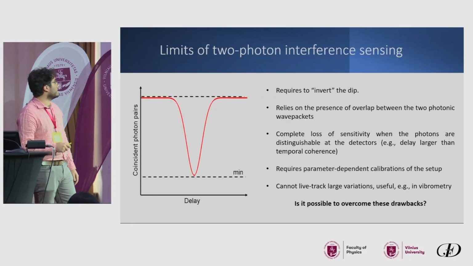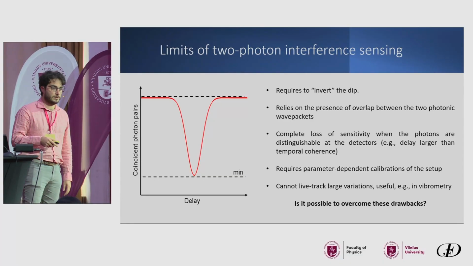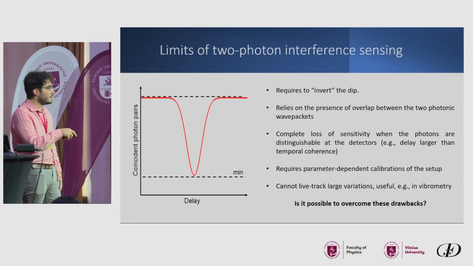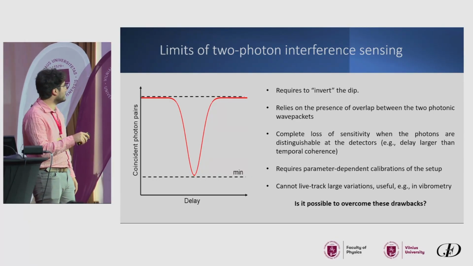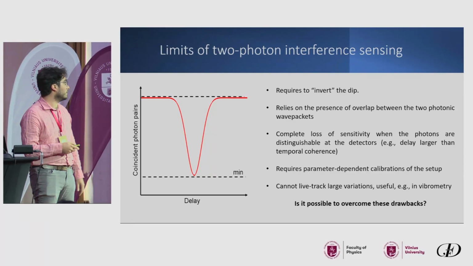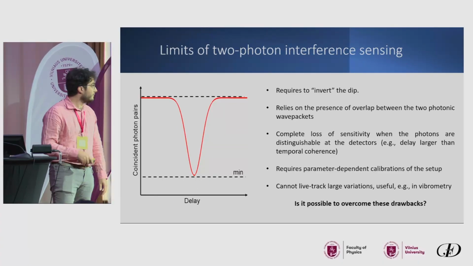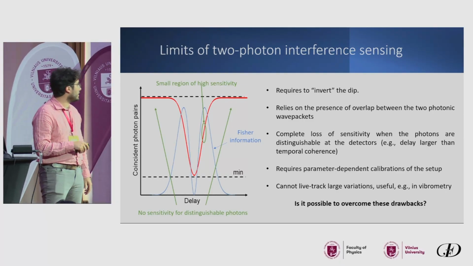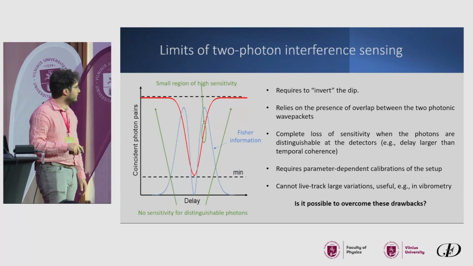Okay, so what are the drawbacks I was telling you about? This sensing scheme, as I was explaining, requires an inversion of the function, an inversion of the dip. And of course, in this region where the delay is much larger than the coherence time of the photon, the function is flat, and good luck inverting a flat function. So we would expect the sensitivity of this technique to drop to 0 in this region. And in fact, if I show you the Fisher information, we see at peak a sweet spot for the delay, and then an exponential drop of the Fisher information.